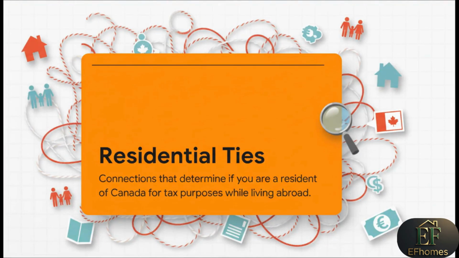So the CRA has this term called residential ties. The best way to think about it is like threads that connect you back to Canada. The more of these threads you have, and the stronger they are, the more likely the CRA is going to say, hey, you're still a resident for tax purposes, even if you're living halfway across the world.